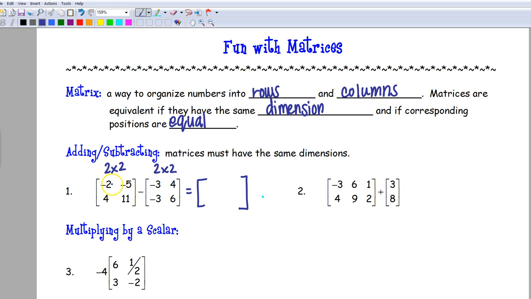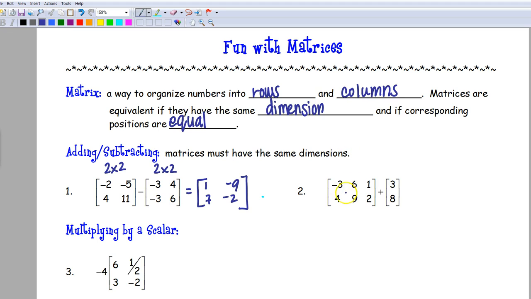So this is saying -2 minus -3, which is -2 plus 3, which is 1. -5 minus 4 is -5 plus -4, which is -9. 4 minus -3 is 7. 4 minus 6 is -2. And there you go.